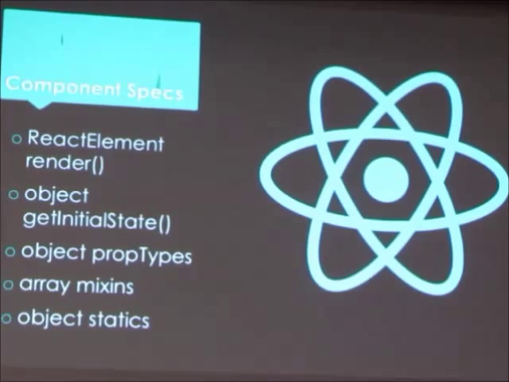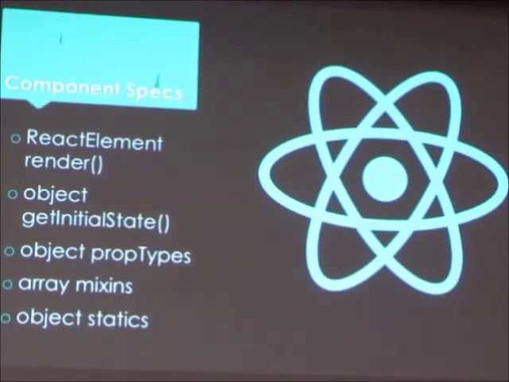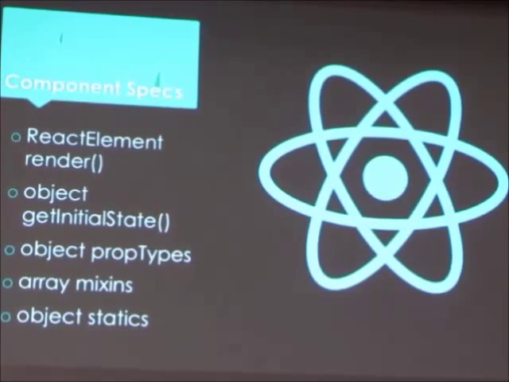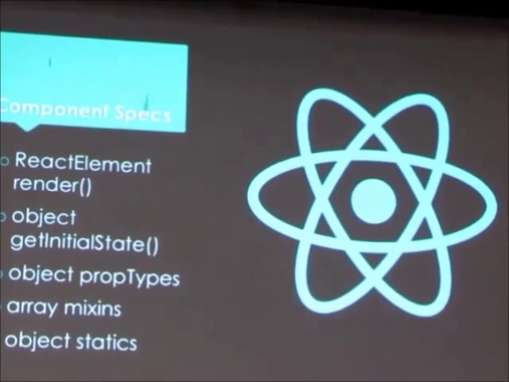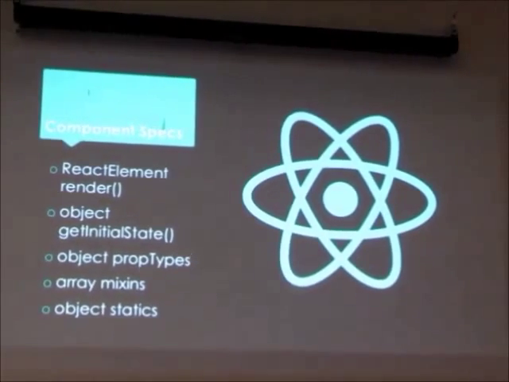So a basic React component, let's start looking at the code so it's a little easier to see besides PowerPoints. Every React element has to have a render function. What the render function is basically saying is, this is what the component is going to output to the DOM. So it's all about the DOM, it's all about the web page, right? Everything has to have a render, otherwise it's not a React component, it's just a JavaScript file.